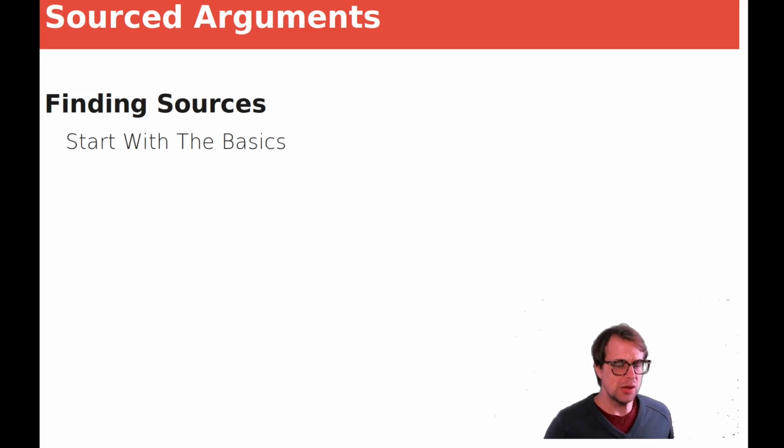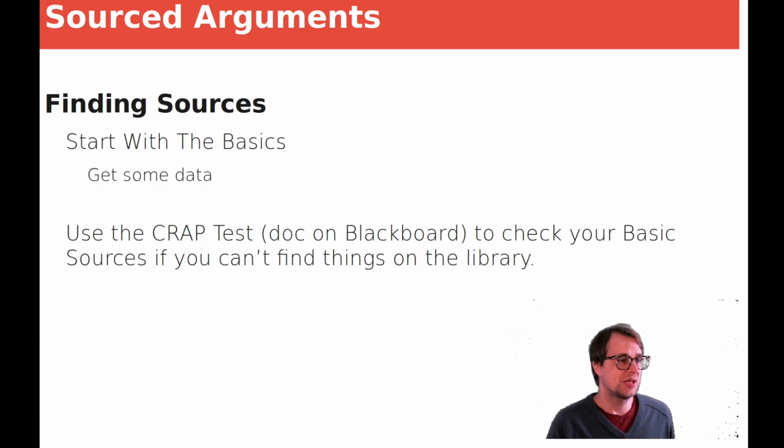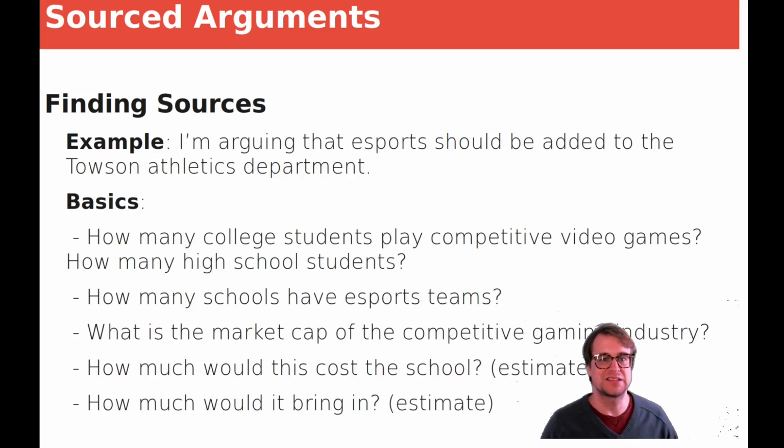But when you're finding your sources, you always want to start with the basics. That means get some data that's going to help build a base of understanding. So when you're doing this, it's possible that you won't find your exact information on the library. Not everything has been studied in peer-reviewed sources. For instance, here is an example. If I were going to write about esports being added to the Towson Athletics Department, so it was part of Towson's supported athletics department, I might look for this information.